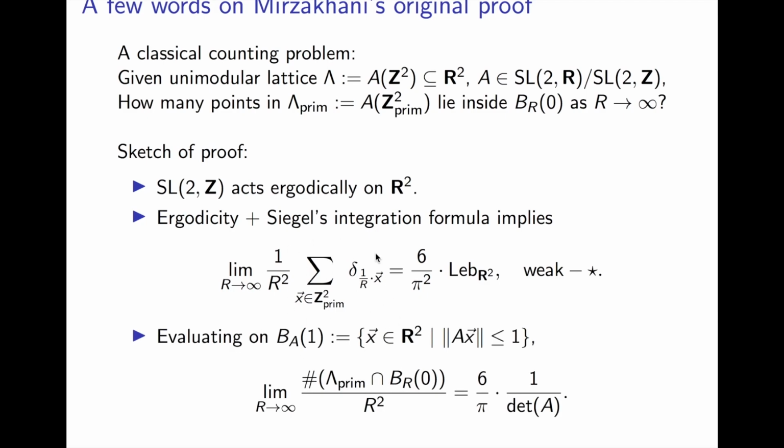And now once you have this statement here, to get information about the counting problem that we cared about, we just evaluate on the right set. So when you want to go from weak convergence of measures to convergence after evaluating on sets, you need to apply Portmanteau's theorem, and that requires the set that you're evaluating on to be nice. For instance, if it's the sublevel set of a continuous function, and that's what's going to happen here. I'll just leave it as an exercise for you to evaluate both sides and notice that you recover this exact expression over here. Yep, and that would give us an answer to the counting problem that we cared about.